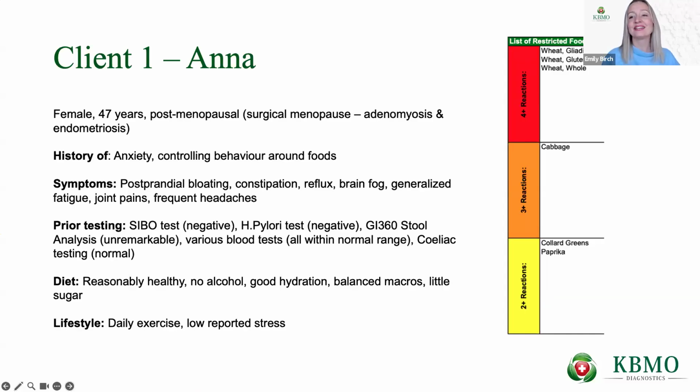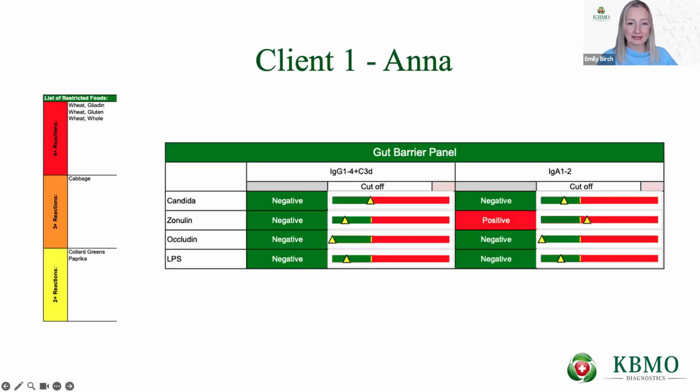They're great questions. So Anna's gut barrier panel, what does that look like then? Well, it looks like this. I'll give you a sec just to have a look at it. Again, for the benefit of those of you that aren't watching on screen, we have a positive IgA 1 to 2 result on zonulin. And we also have a candida result that is literally just on the cutoff of negative and positive, but it does just fall into the negative category.